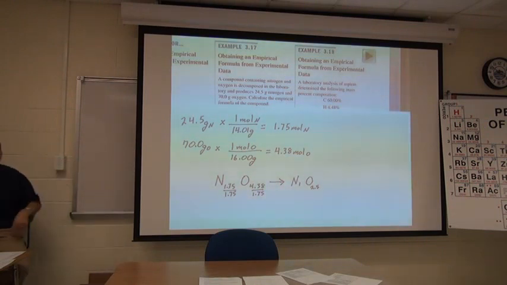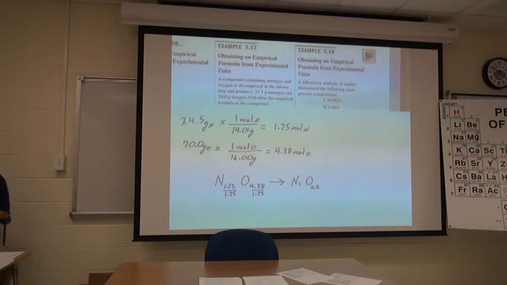So when it's 2.5, it's 2.5. So you can't have a 2.5. You have to have whole numbers. What do we have to multiply this by for whole numbers? 2. And this is going to give us N2O5. And that's going to be the answer.